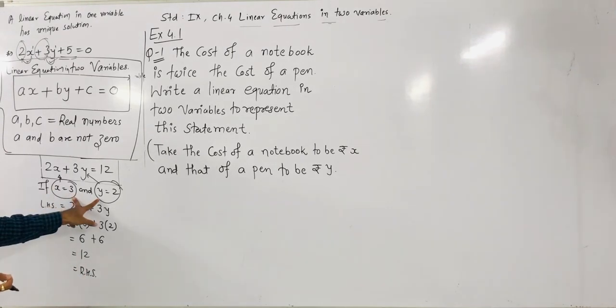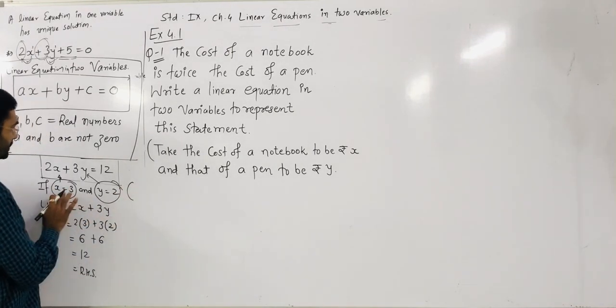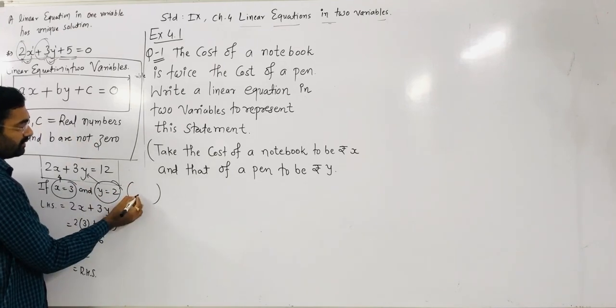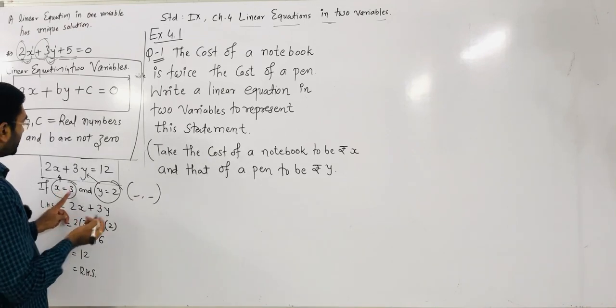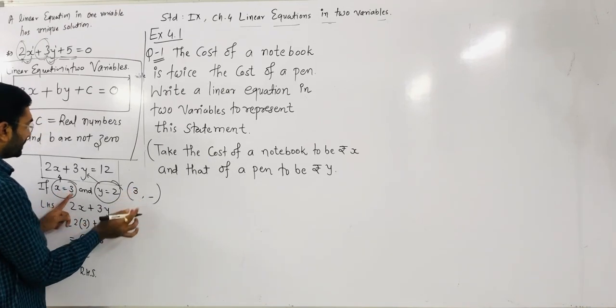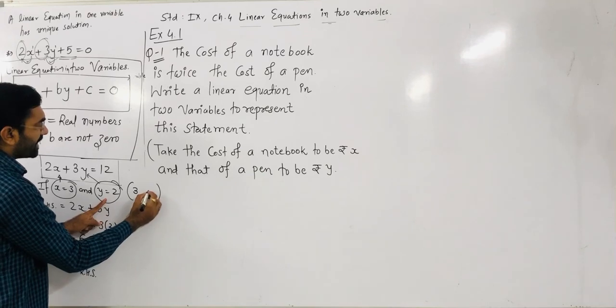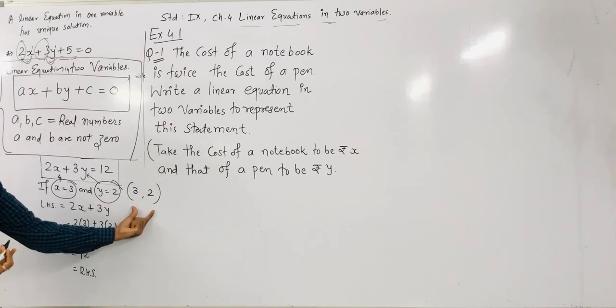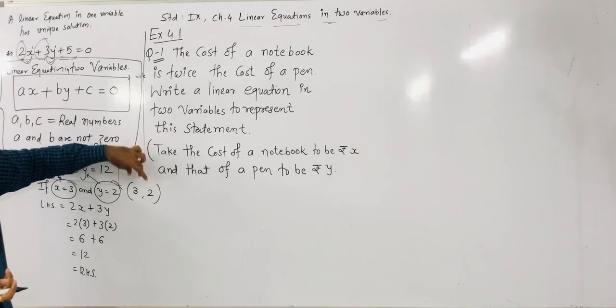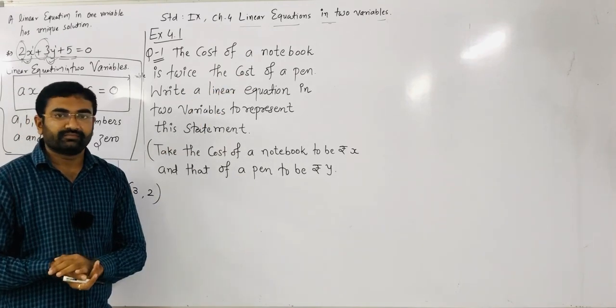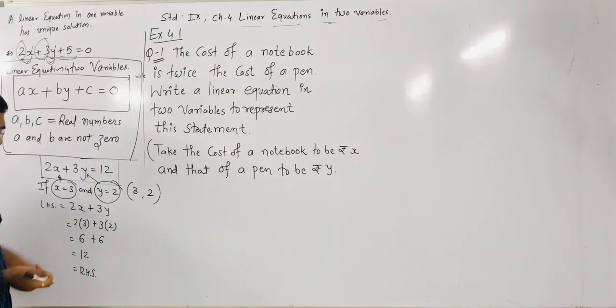So how can we write that solution? We have to write it in point form, as we mentioned in chapter number 3. First we write the x coordinate, then we write the y coordinate. So whatever the x value is, we write 3, and second we write the y coordinate value as 2. So (3, 2) is a solution of the given linear equation in two variables, and that point (3, 2) we have to plot on a graph. Okay, now see another thing. This is one of the solutions, right? Another solution we can also define.